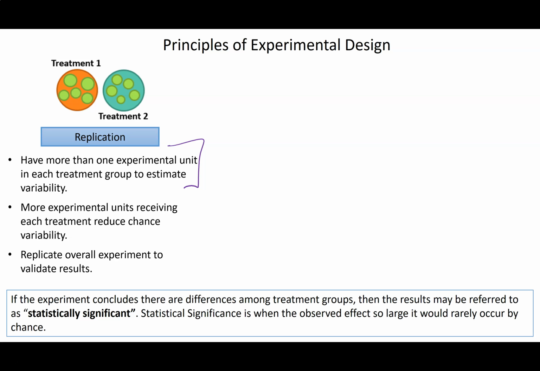This does not mean repeating the experiment. This means that we have more than one experimental unit in each treatment group. That's all that means.